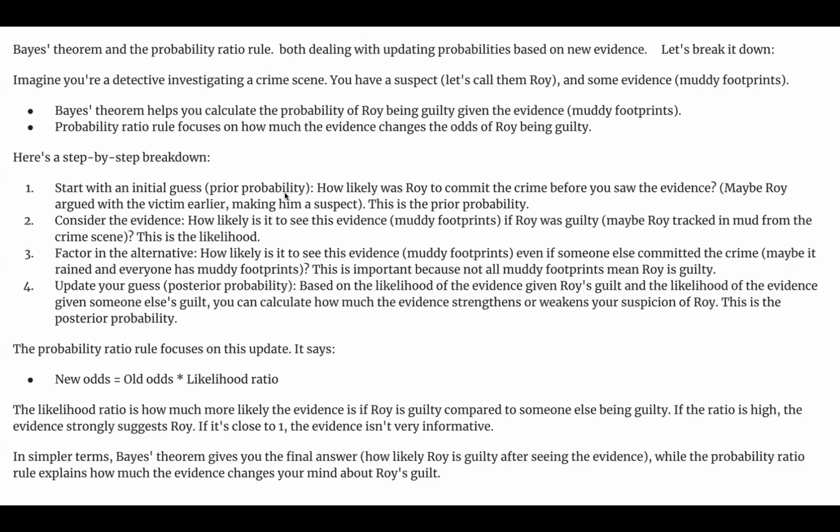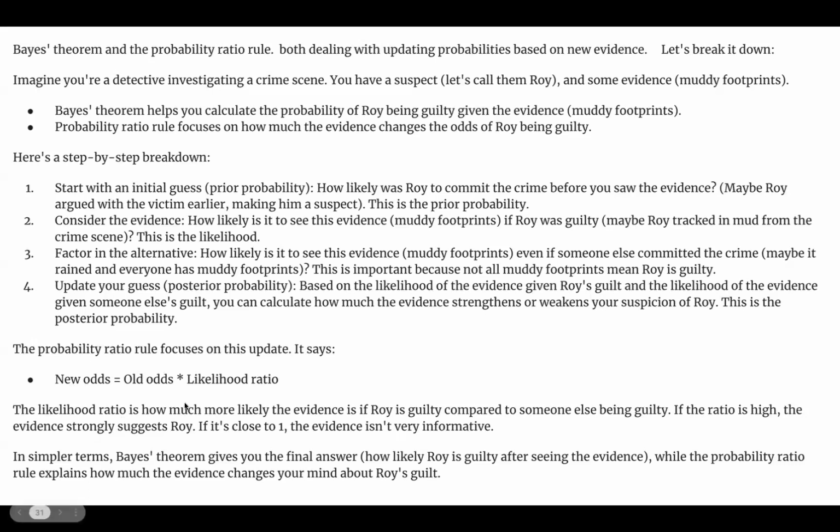So for the prior probability, we just guessed whether somebody is guilty of committing the crime. Then we gather the evidence, we study the evidence, and based on the evidence, update the probability: how likely it is that somebody is guilty, not guilty, or it could be anything else. So the formula says new odds is equal to old odds, which is the initial one, multiplied by the likelihood ratio.